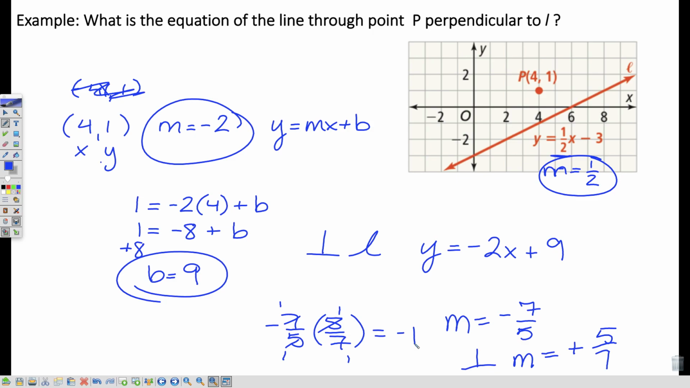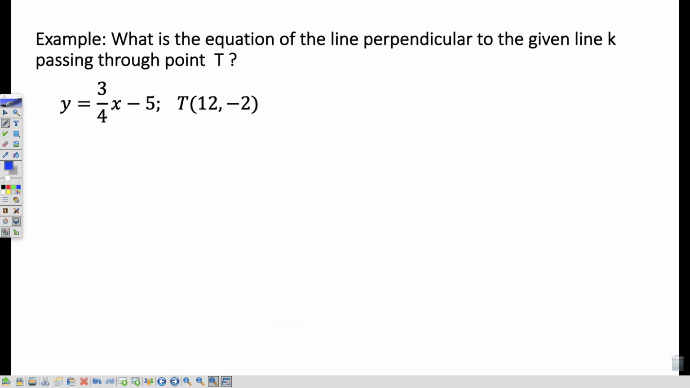And if you think about it, one has to be a negative, doesn't it? One of these slopes has to be a negative for them to be perpendicular, to hit at a right angle. Because if one goes down, which would be a negative, the other one has to go what? Up. So one of these has to have a negative slope. Okay, we got one more.